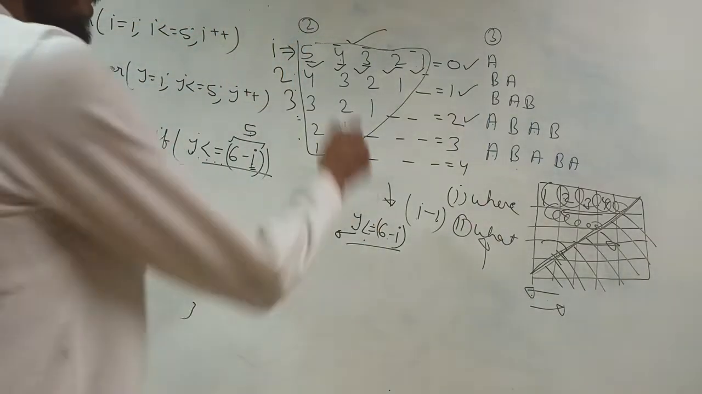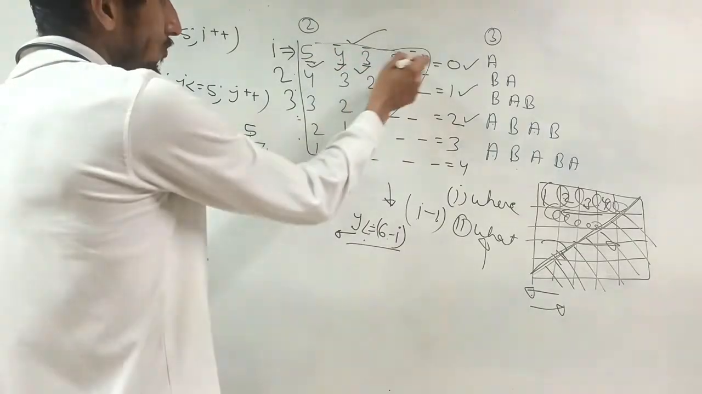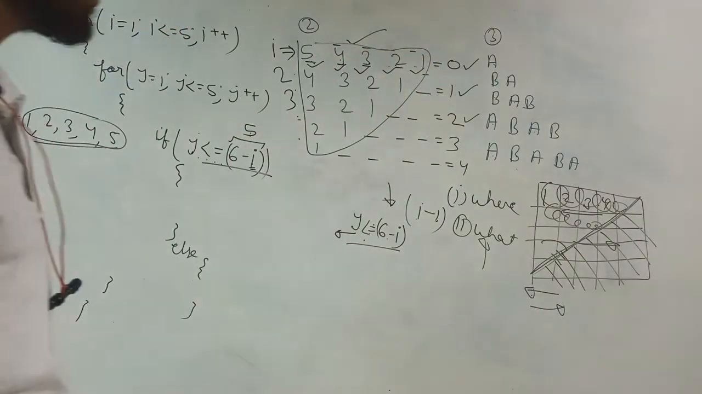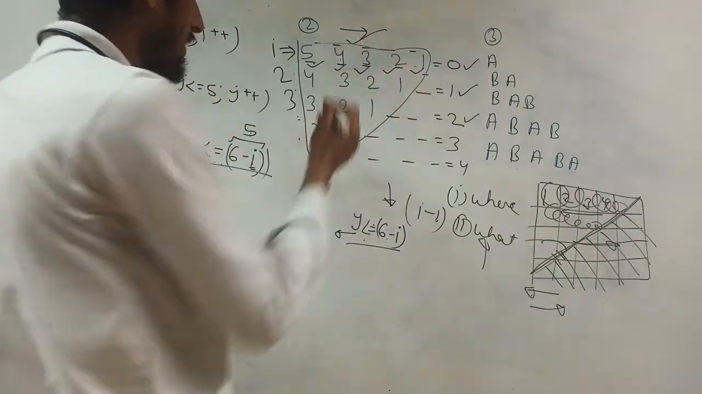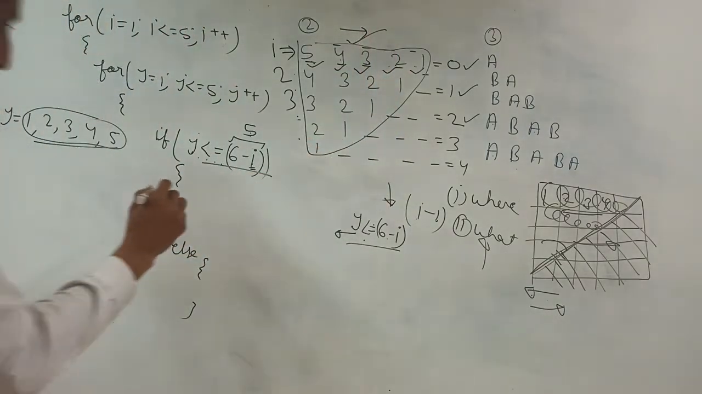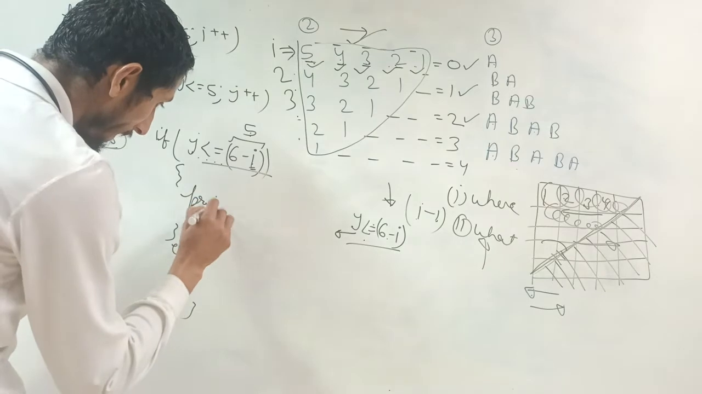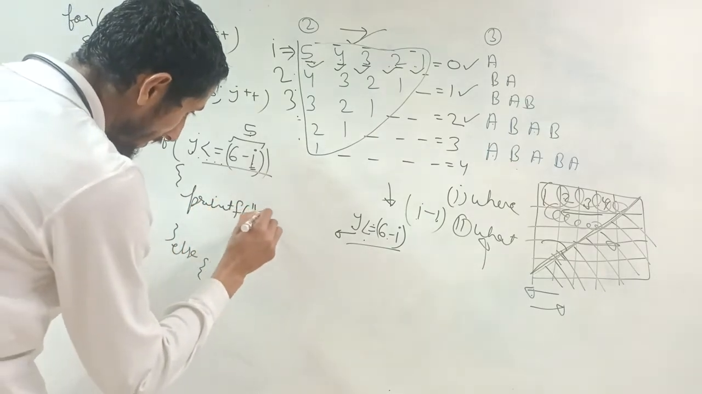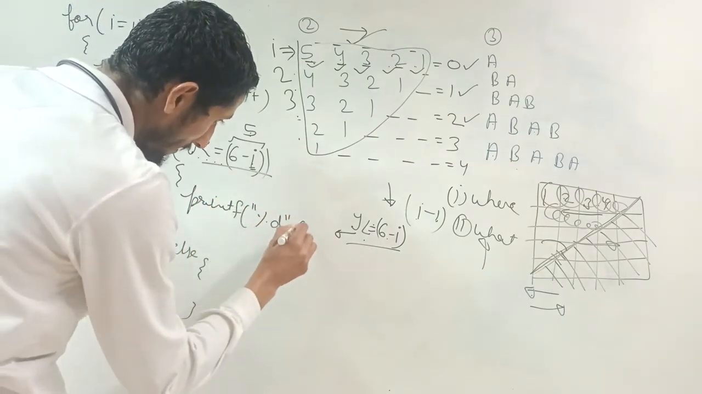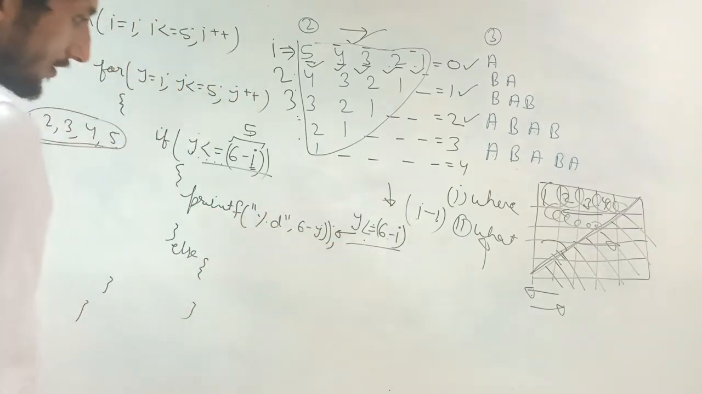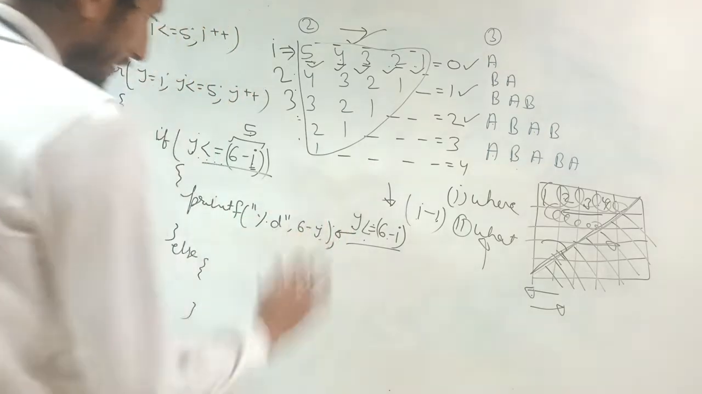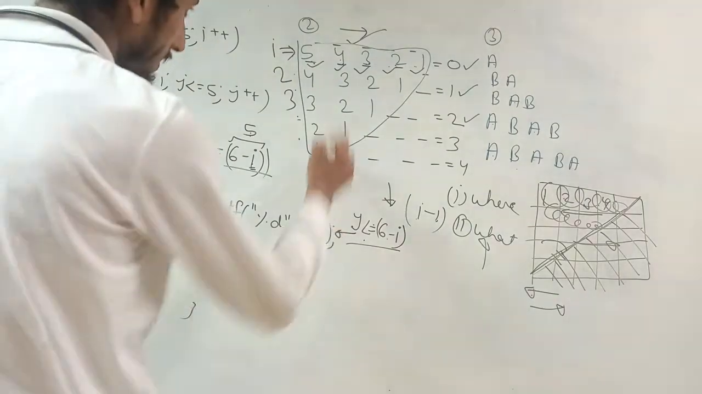So you can see 5, 4, 3, 2, 1. It means as the value of j increases, the content decreases. So what can I write? I can write printf %d, 6 minus j, because the value of j is 1, so it will print 6 minus 1, which is 5.